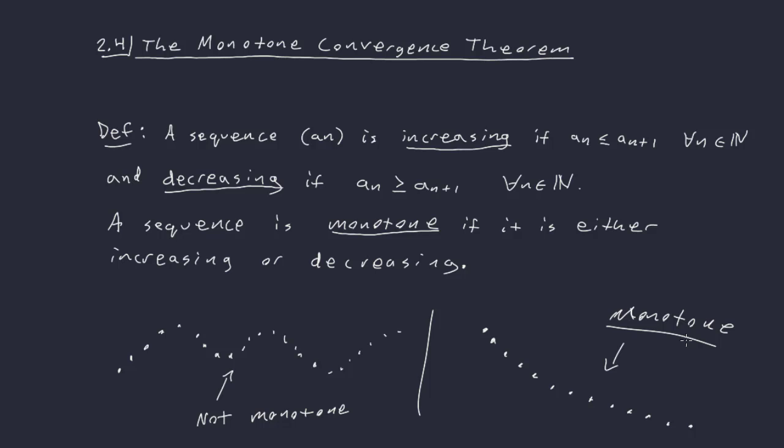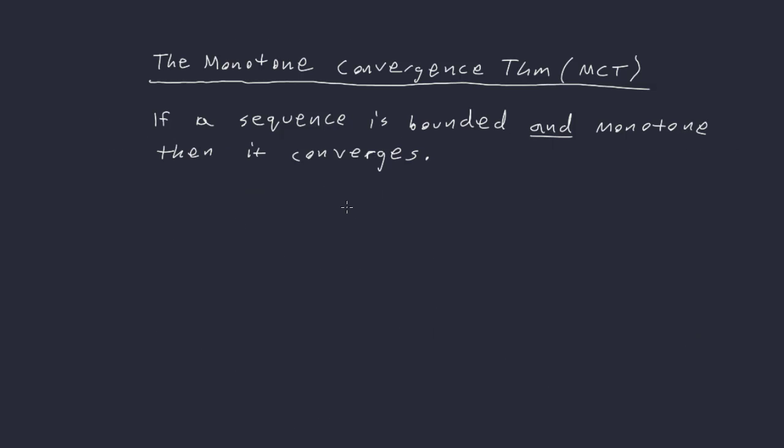Now, let's talk about the monotone convergence theorem. All right, so here's the monotone convergence theorem, abbreviated as the MCT. If a sequence is bounded and monotone, then it converges. So there is the extra condition that we need. If a sequence is both bounded and monotone, then it converges.